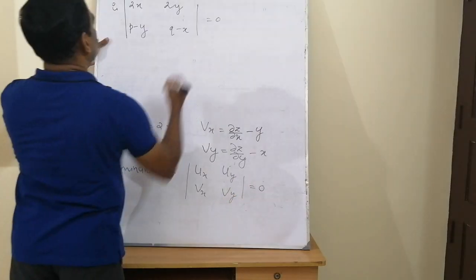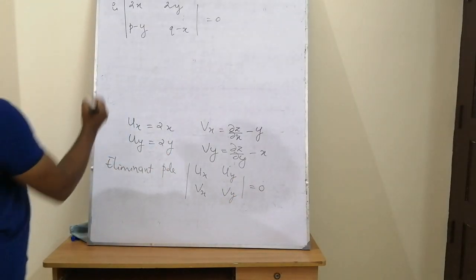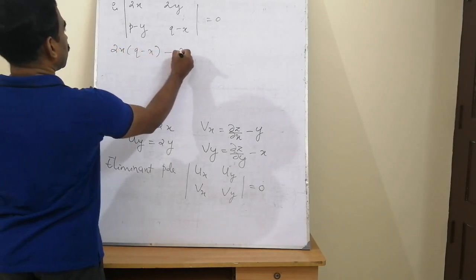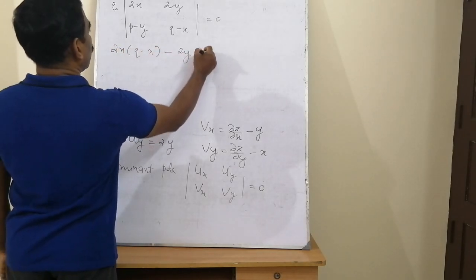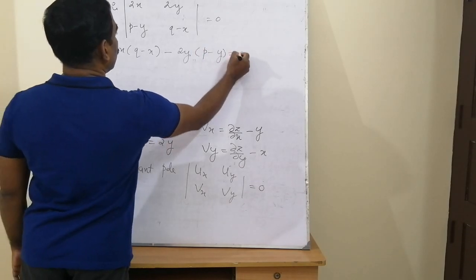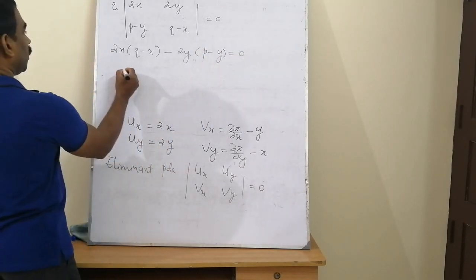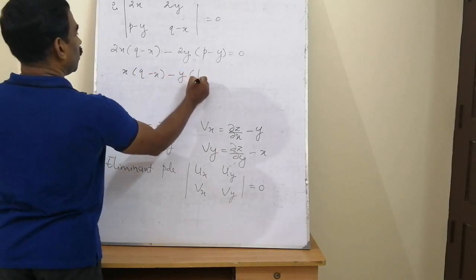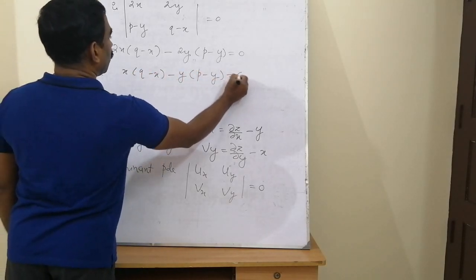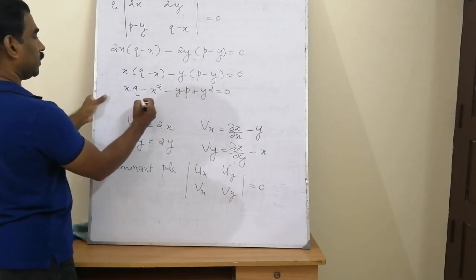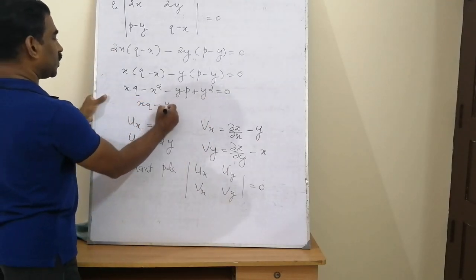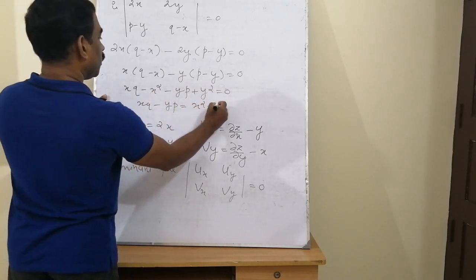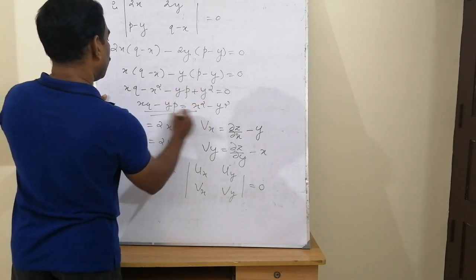Now substituting the derivatives and simply expanding that 2 by 2 determinant, that is 2x into (q minus x) minus 2y into (p minus y) equal to 0, or x into (q minus x) minus y into (p minus y) equal to 0, or we can write xq minus yp is equal to x square minus y square. So this will be the required partial differential equation.